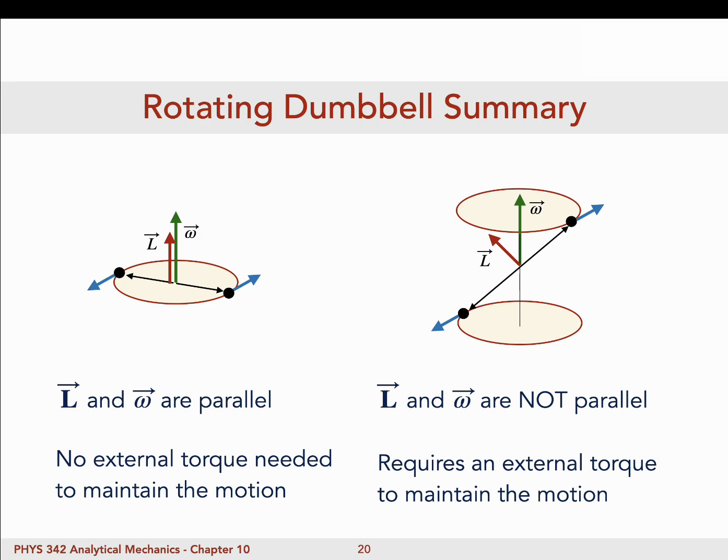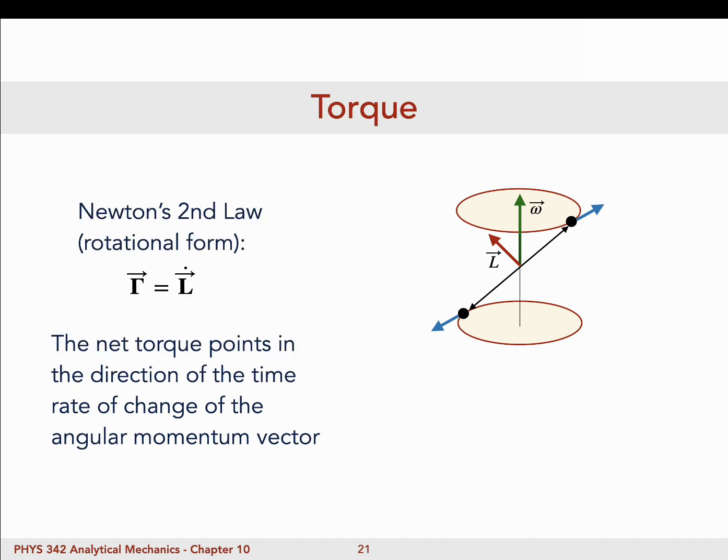Okay, so summarizing, if the angular momentum and the angular velocity are parallel, no torque is required. If the angular velocity and the angular momentum are not parallel, you need to apply an external torque to keep the system spinning. Here's the expression. I'm using a capital gamma for torque. This is just what I explained before. Since the angular momentum is spinning around like this, instantaneously it's going in this direction. So that's the direction that you have to apply the torque to keep the angular momentum changing like that.